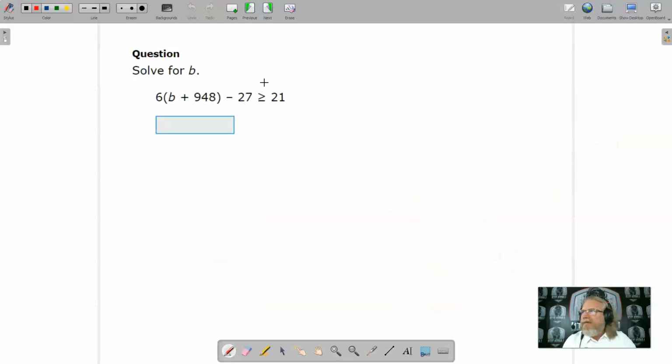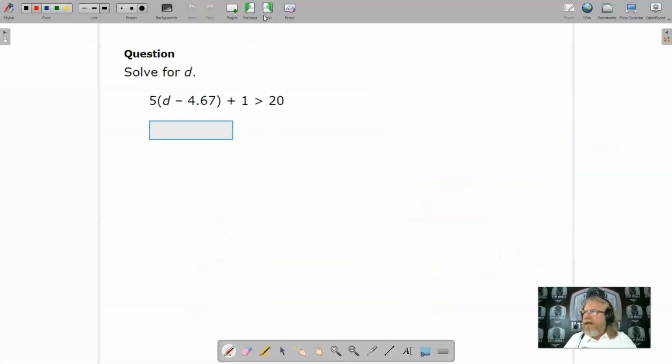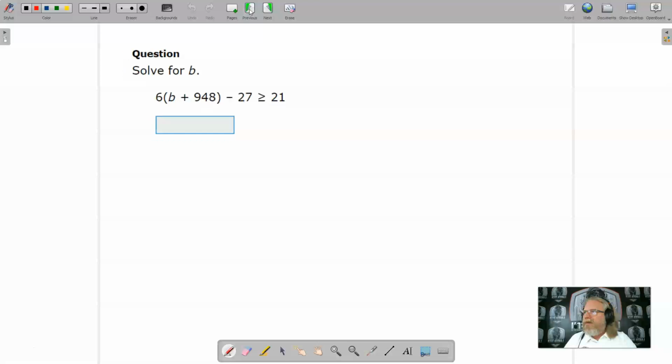So hopefully these, still not my last problem. Okay, I was thinking it'd probably be there by now. Let's take a peek ahead. That's still not the last one either. Boy, there's quite a few of them on here. More than I thought I did.